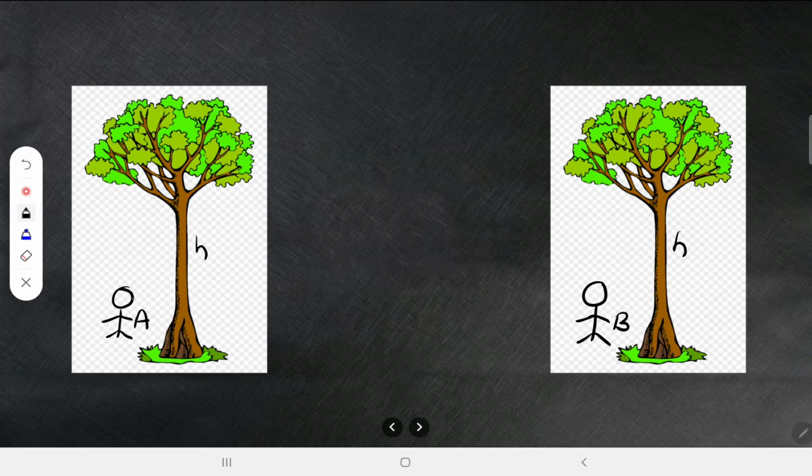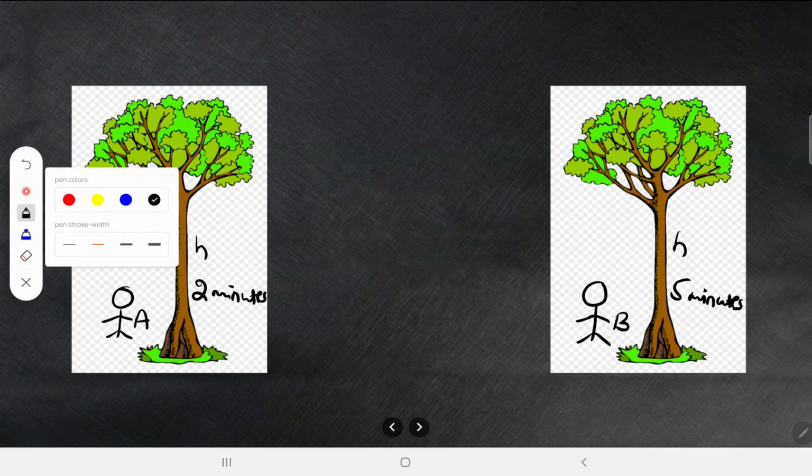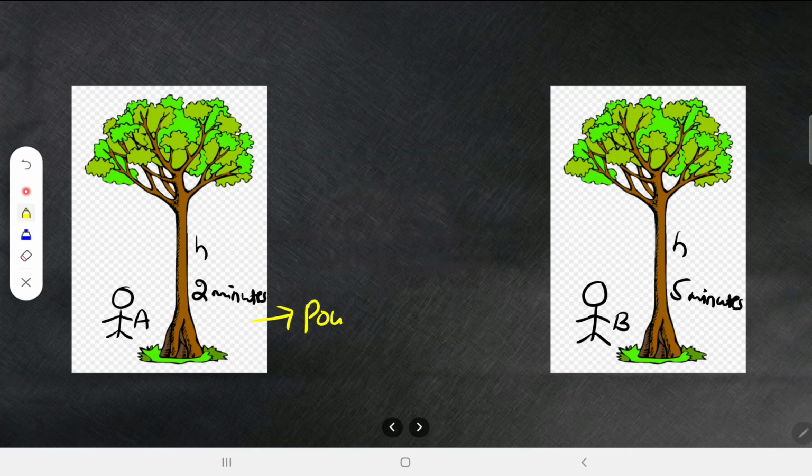Now this boy climbs this tree in, for example, let us take it as 2 minutes. He is going to climb it in 2 minutes, and this boy takes 5 minutes to climb the same tree. Now tell me, who is more powerful? Don't you think this guy is more powerful? Right? Definitely he is more powerful because he is taking only 2 minutes. Look at this boy, he is less powerful.